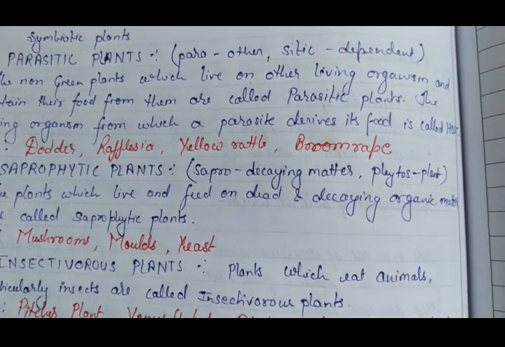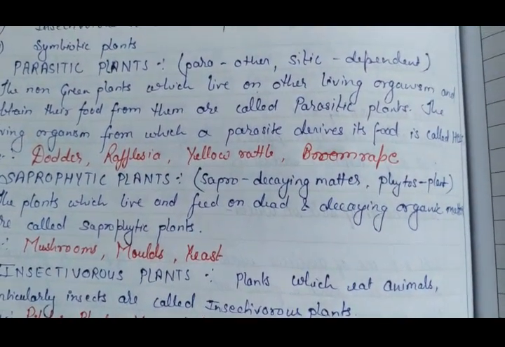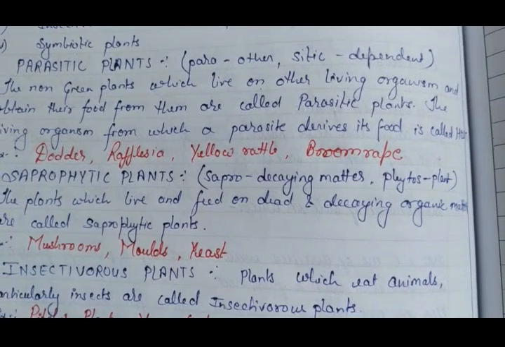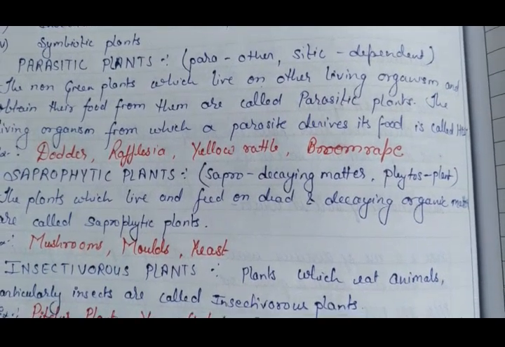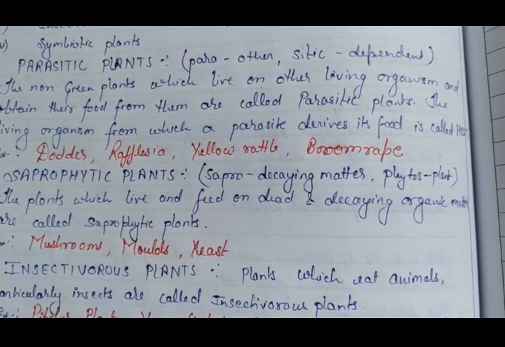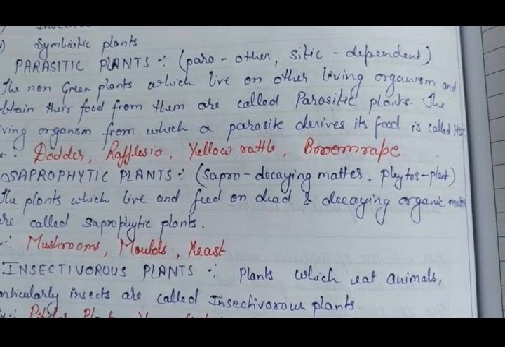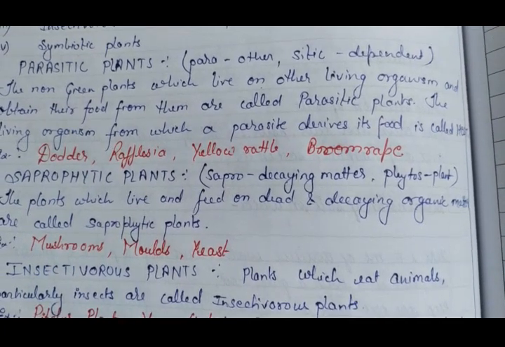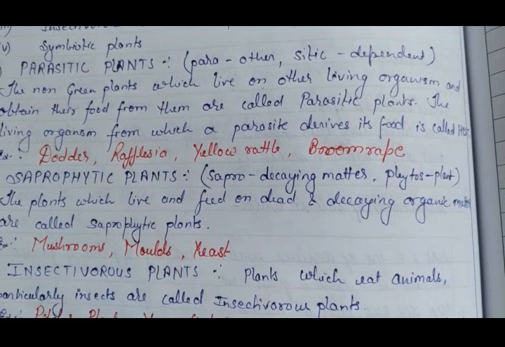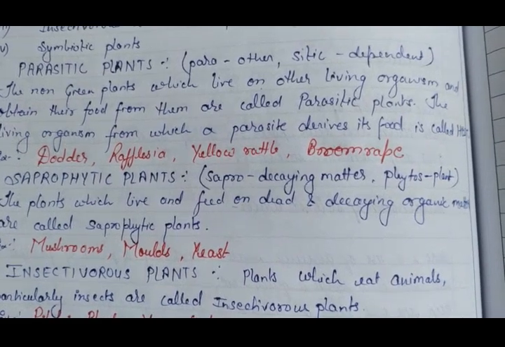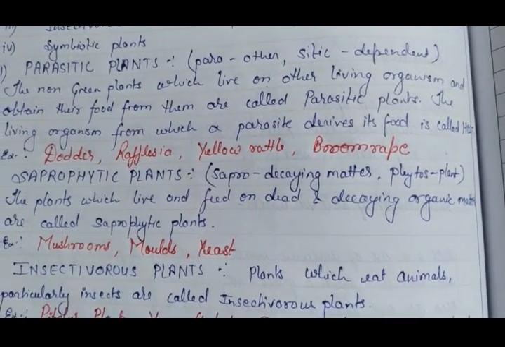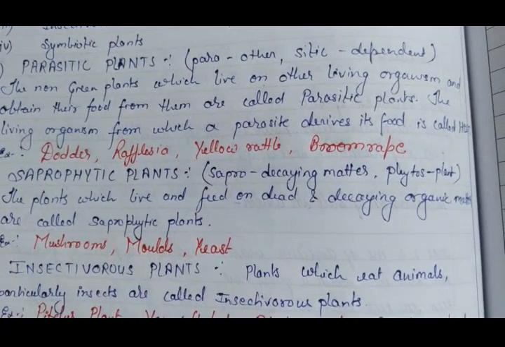And what saprophytic plants actually do is secrete their digestive juices on the dead and decaying matter, and then they convert it into a solution, and after that the nutrients are absorbed by them. From there they absorb the nutrients from the solution. So in this way saprophytic plants fulfill their requirement of nutrition.